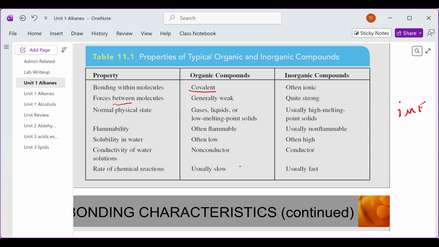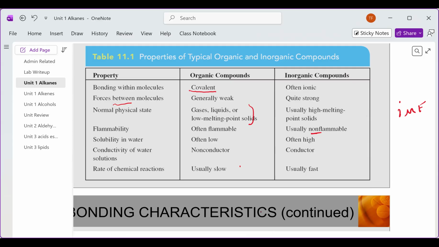Okay, this varies. What they're saying here is that organic compounds can be anything, a gas, a liquid, or a solid. Flammability. Inorganic stuff is usually non-flammable. It doesn't burn. Organic compounds frequently will burn. Frequently.